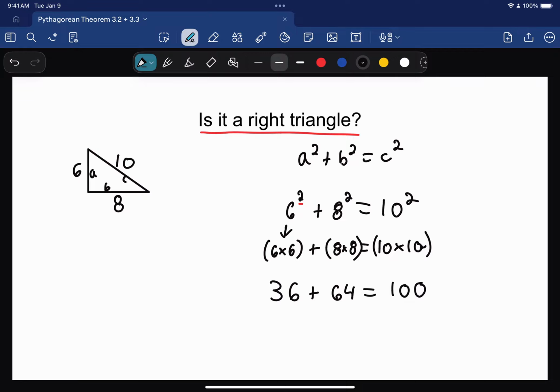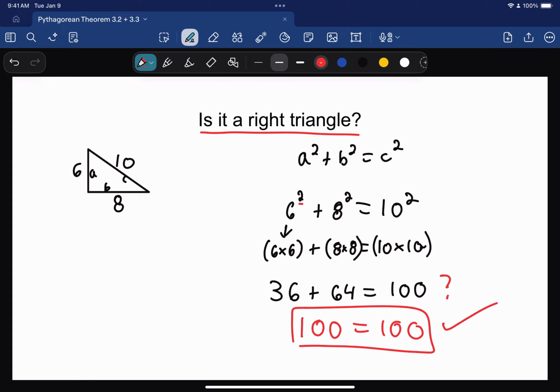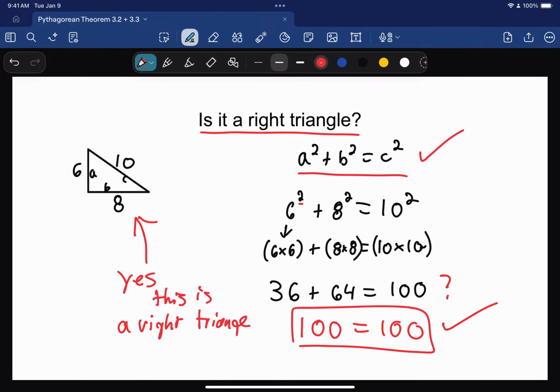So now we can see this is this, but is this true? Let's see. 36 plus 64 would give us an answer of, well, 6 would go up to 70 and we would have 30 left. So we would have 100 equals 100. So this is true. Yay! Which means this triangle is a right triangle, because the Pythagorean theorem is true and it worked.